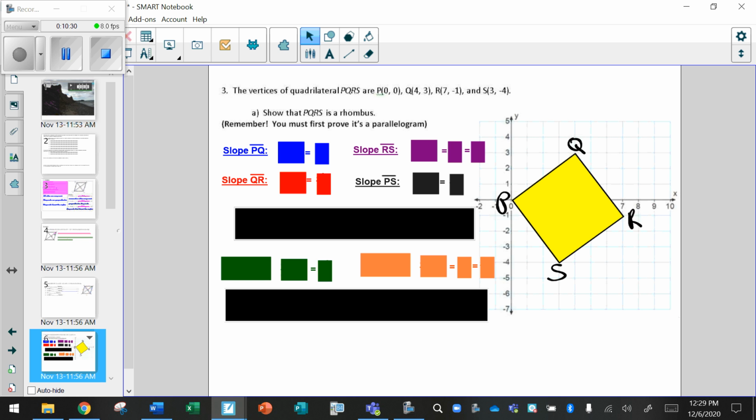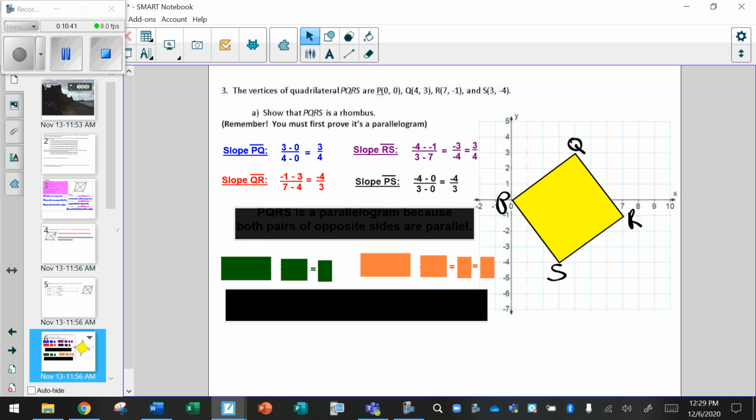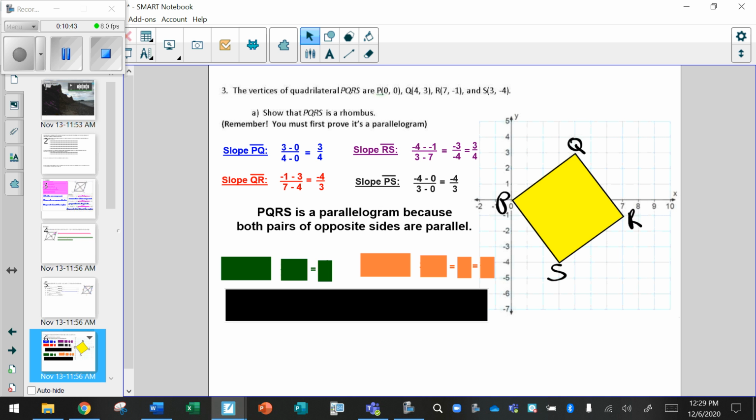Pause the video. Find the slope of all four sides. You can count boxes. Once you have the slope of all four sides, what we're going to see is both pairs of opposite sides are parallel, so that makes it a parallelogram.